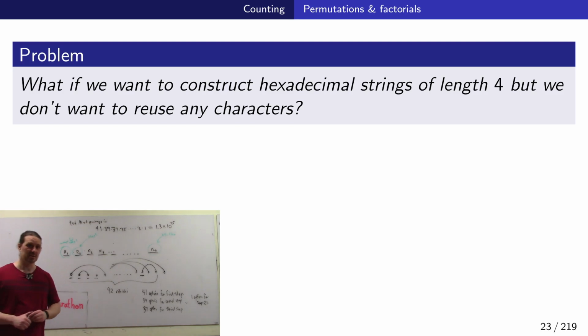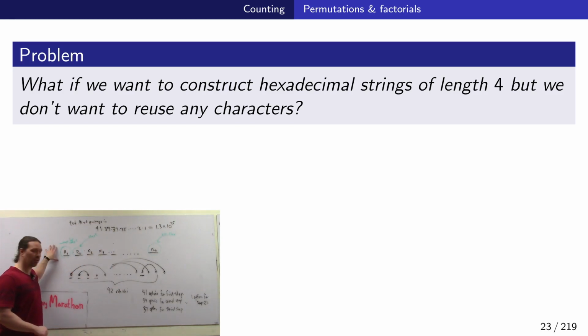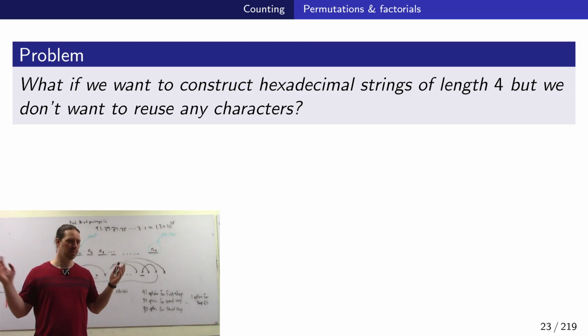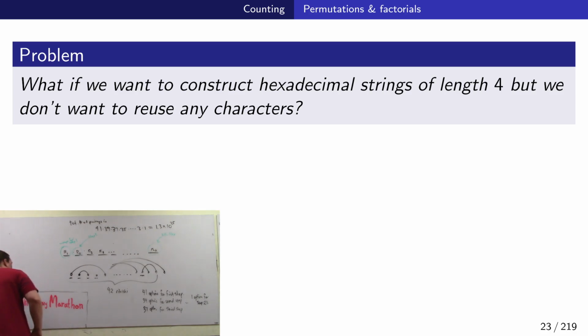I want to go back to hexadecimal strings for a second here, okay? And I'm going to keep this on the board for a while. This is really handy, this general principle here. Imagine now I want to make a hexadecimal string of just length 4, right? Just a short one. But I never want to repeat a character, okay? So I want to write down a hexadecimal string that looks like, I'll write a couple of them here.